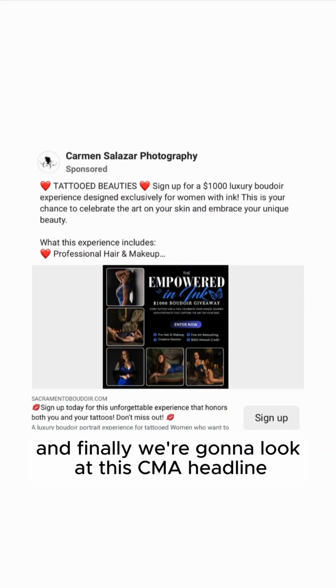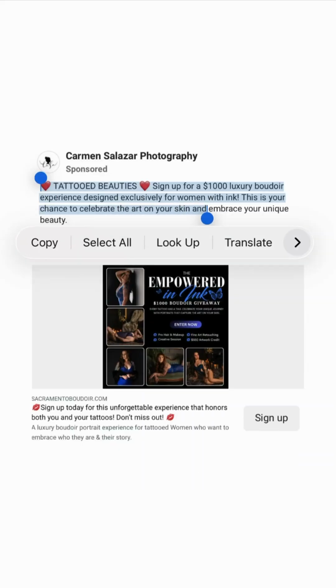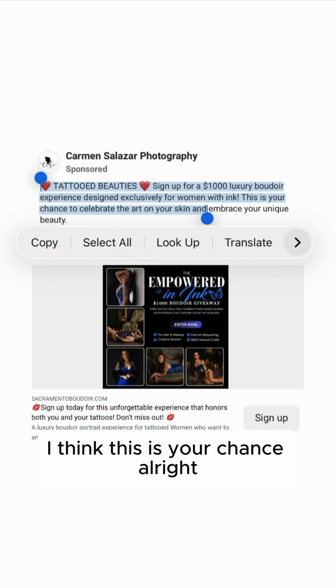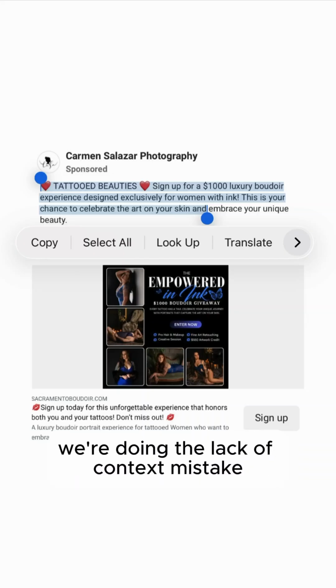And finally, we're going to look at this See More headline, the first 2 3/4 lines, Facebook newsfeed mobile. So, tattooed beauties. So, I think that's your chance. All right. So, we do got some good context here. But the false belief or the mistake we're making, we're doing the lack of context mistake.